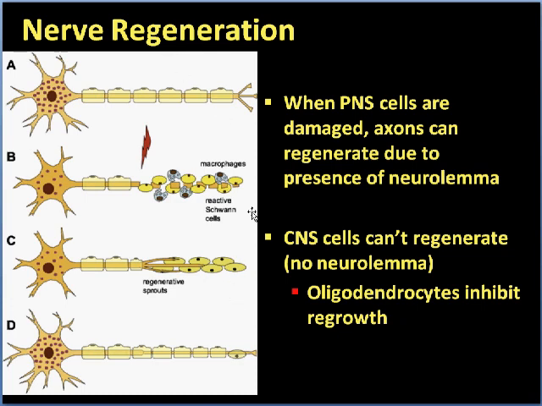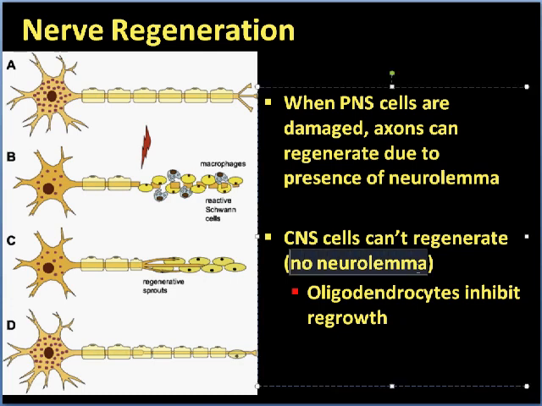Keep in mind this nerve regeneration cannot take place in the central nervous system, because in the central nervous system there is no neurolemma, which is that outer covering of a Schwann cell. Like I said, Schwann cells have a large role in this process of nerve regeneration, which begins with breaking down damaged parts.